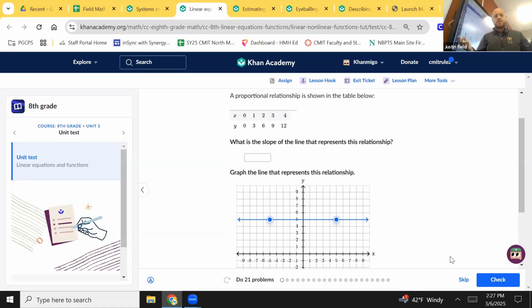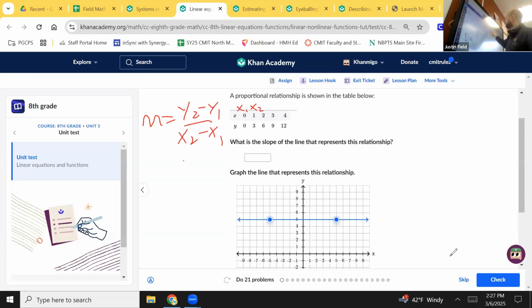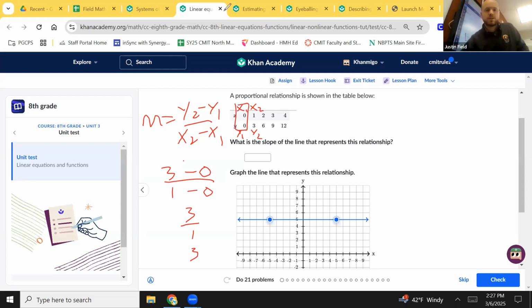Graph the line. Well, that's not a problem for us, right? We know that. Okay, we know the slope formula: y2 minus y1 over x2 minus x1. And so we got x's, so this can be x1, that can be x2, y1, y2. 3 minus 0 over 1 minus 0 is 3 over 1 is 3. And it goes through 0, 0.